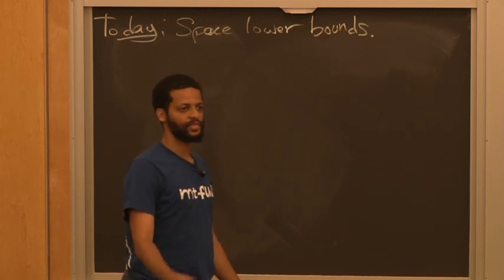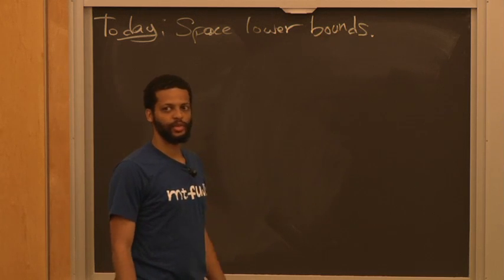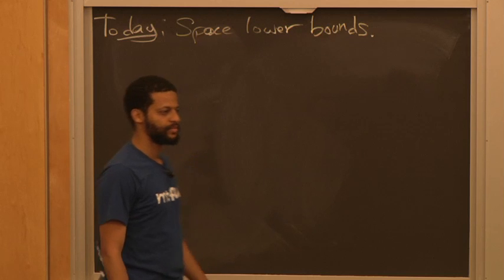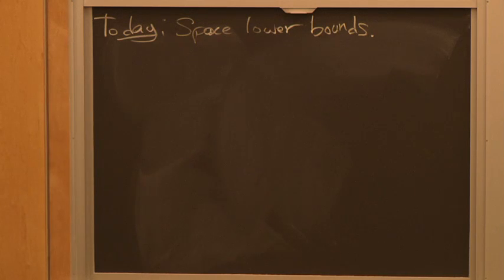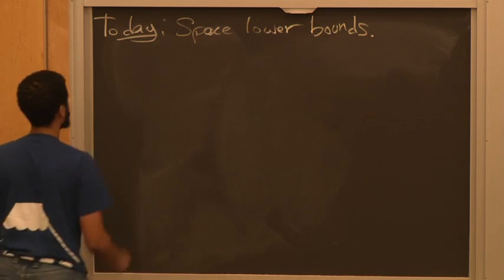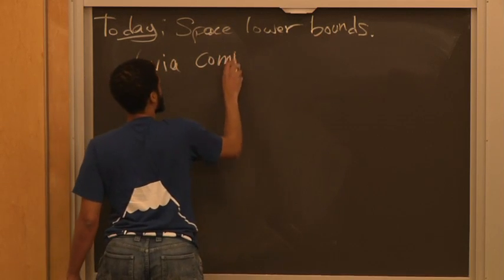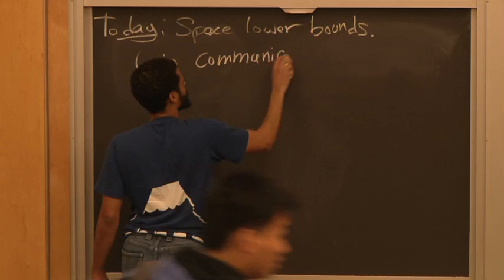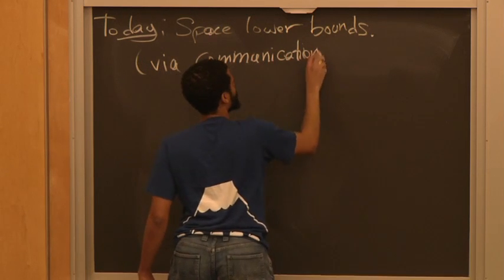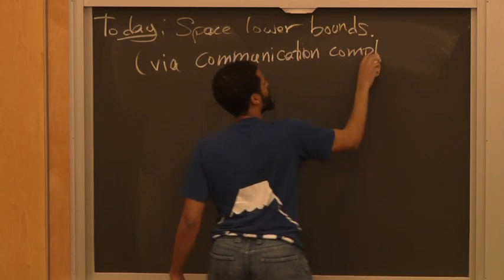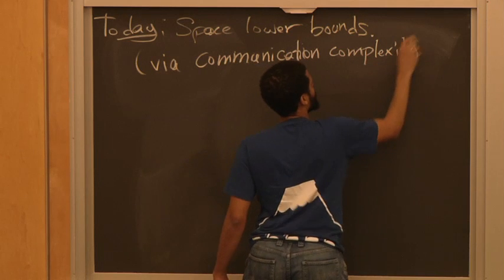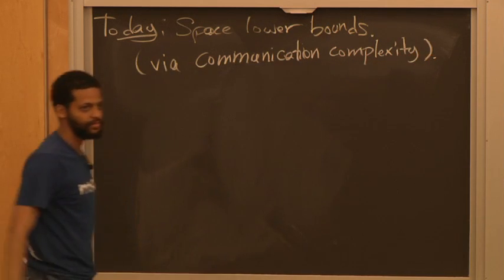So we're going to see some more sophisticated techniques today to prove space lower bounds, okay? And all the space lower bounds today are going to be via something called communication complexity. And I'll say what that is in a second. Okay.